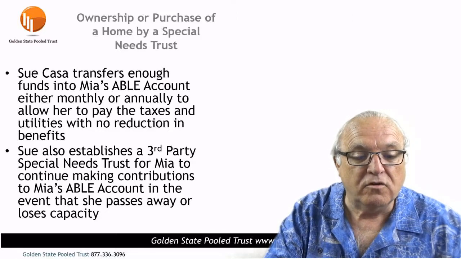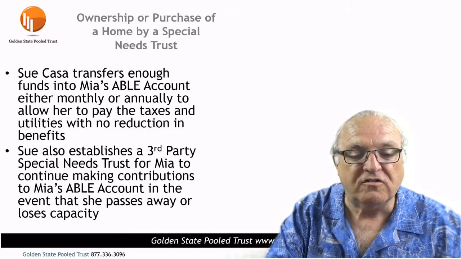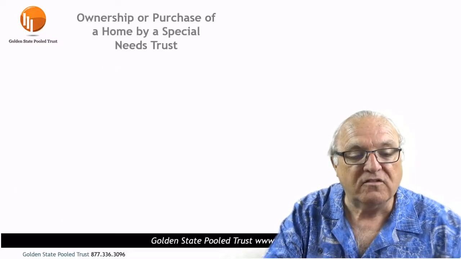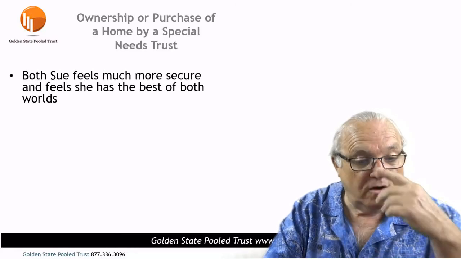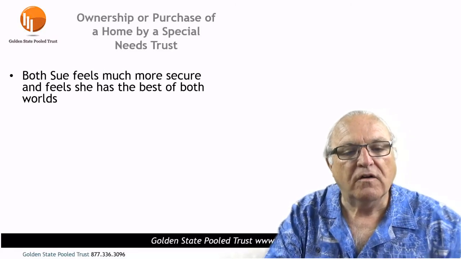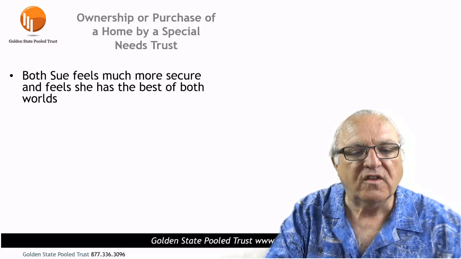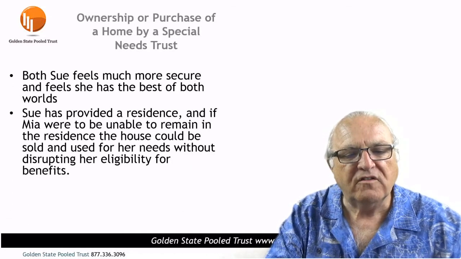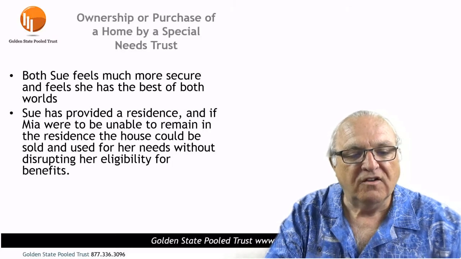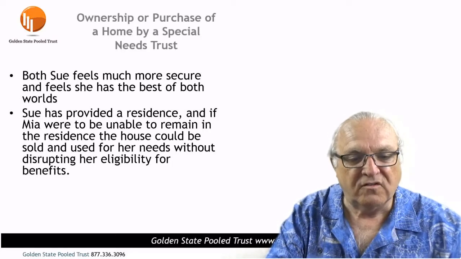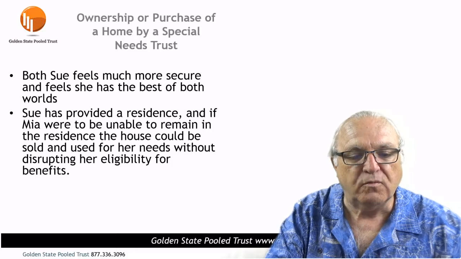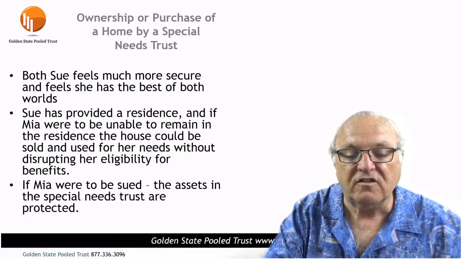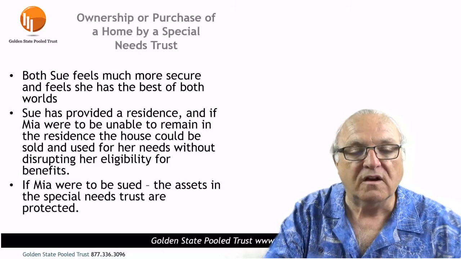So to continue to be able to make those contributions to Mia's ABLE account in the event that she passes away or loses capacity. Both Sue and Mia feel much more secure and feel that they have the best of both worlds here. Sue has provided a residence to Mia, and if Mia were unable to remain in the residence, the house could be sold and used for her needs without disrupting her eligibility for benefits. If Mia were to be sued, the assets of the Special Needs Trust would be protected.